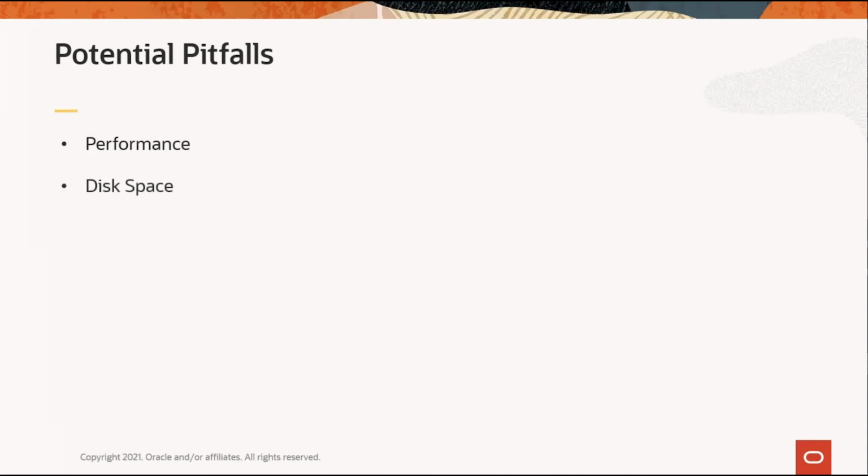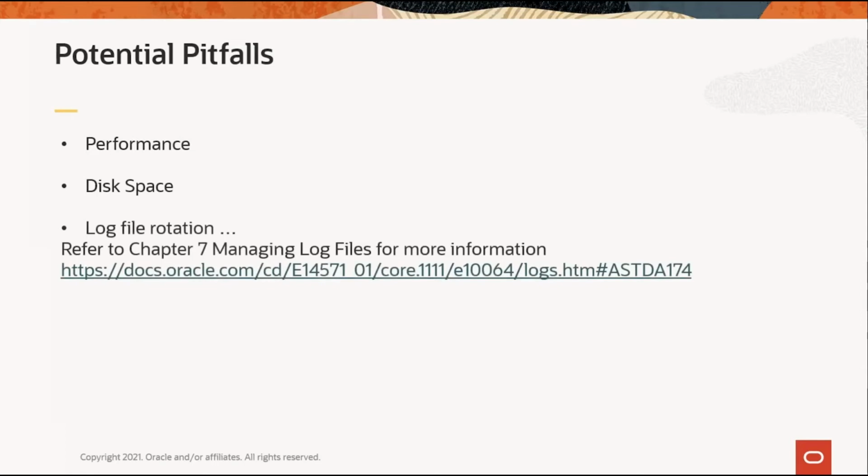Disk space. When using higher log levels and multiple component loggers, there's a potential to generate a lot of log files. It is best practice when doing so to keep an eye on the free disk space. Log file rotation. On the OAM server, in some cases, the amount of trace collected may be overwritten and would no longer reflect the actual issue time frame. This would require that the size of the log file be increased. Refer to Chapter 7 of Managing Log Files for more information on how to avoid this.